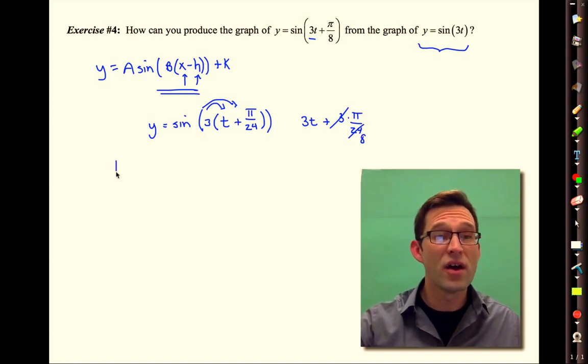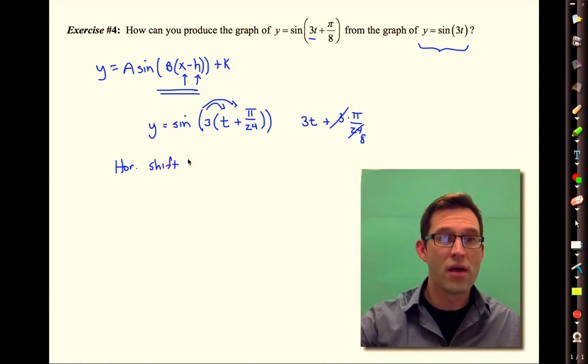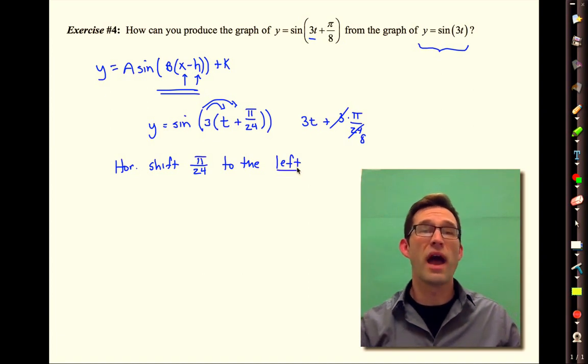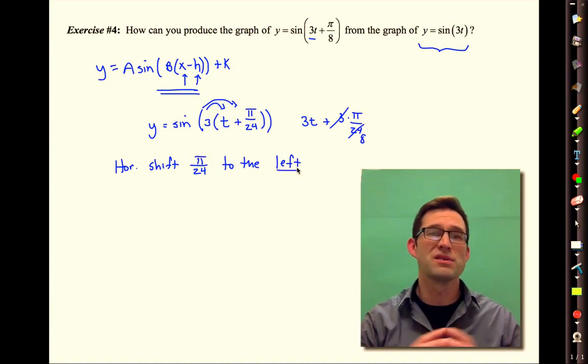So in fact, what we have is a horizontal shift, pi divided by 24 to the left. And again, it's to the left because we're adding. Remember how horizontal shifts kind of work the opposite of the way you'd expect.